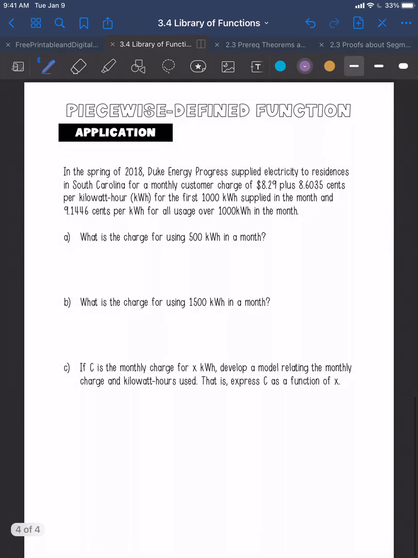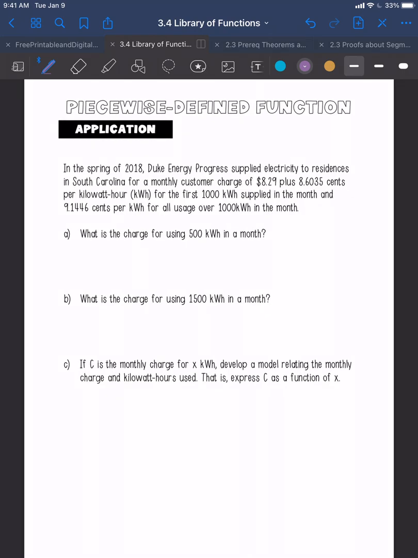And then moving on to our application here, we're going to write the piecewise defined function. In spring of 2018, Duke Energy Progress supplied electricity to residences in South Carolina for a monthly customer charge of $8.29 plus 8.6035 cents per kilowatt hour for the first 1,000 kilowatts supplied in the month, and 9.1446 cents per kilowatt hour for all usage over 1,000 kilowatts in the month. So part A just asks, what is the charge for using 500 kilowatts in a month?